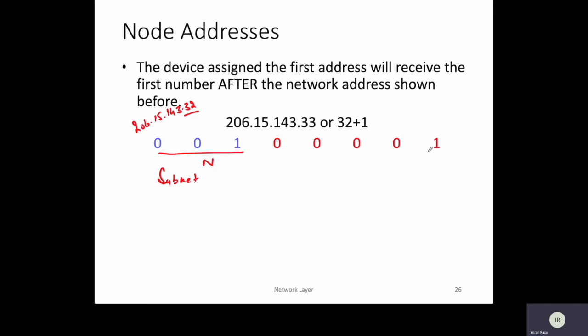So now let me put the first combination here, 0, 0, 0, 0, 1, since 5 bits are there in the host portion. So what will be the value of this octet now? We know its value is 32, right? Plus what? What is the value of this bit, 2 raised to power 0? Yes, 1. Okay, so 32 plus 1 is 33. So this is the address of the first node in this subnet, 206.15.143.33 is the value of the first node in the subnet 206.15.143.32, right?